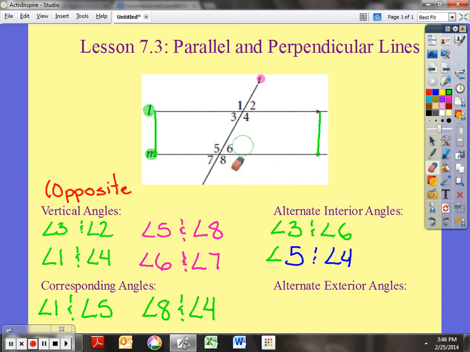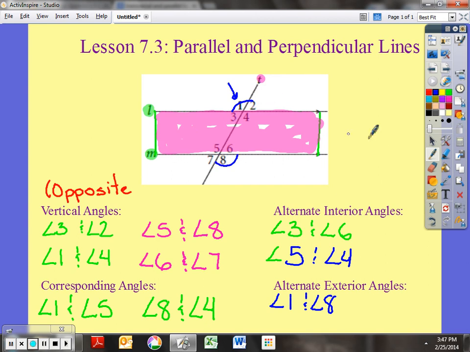If we take a look now at alternate exterior, let's take a look. If this here is the interior, then I guess the other part is the exterior, or the outside. And they are alternating exterior. So if I have angle 1 here, its alternate exterior angle that is congruent to it would be angle 8. So those two are congruent to each other.